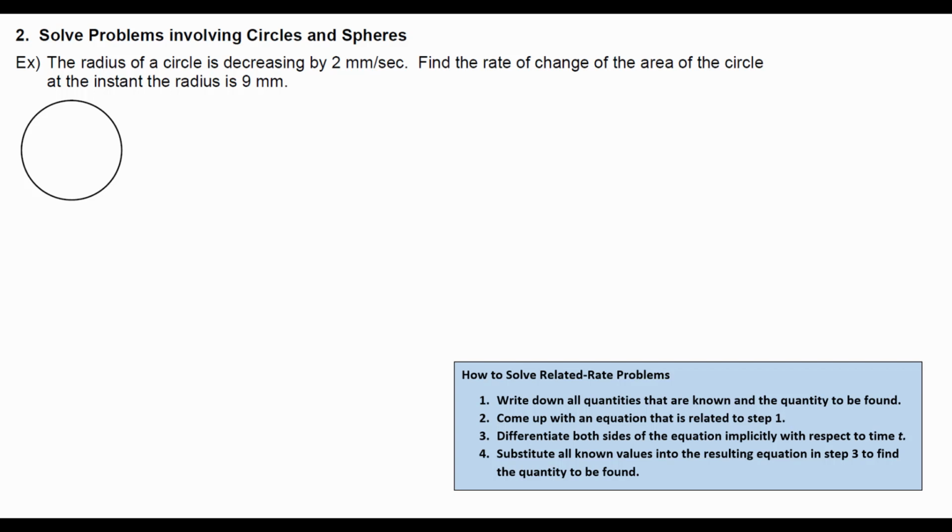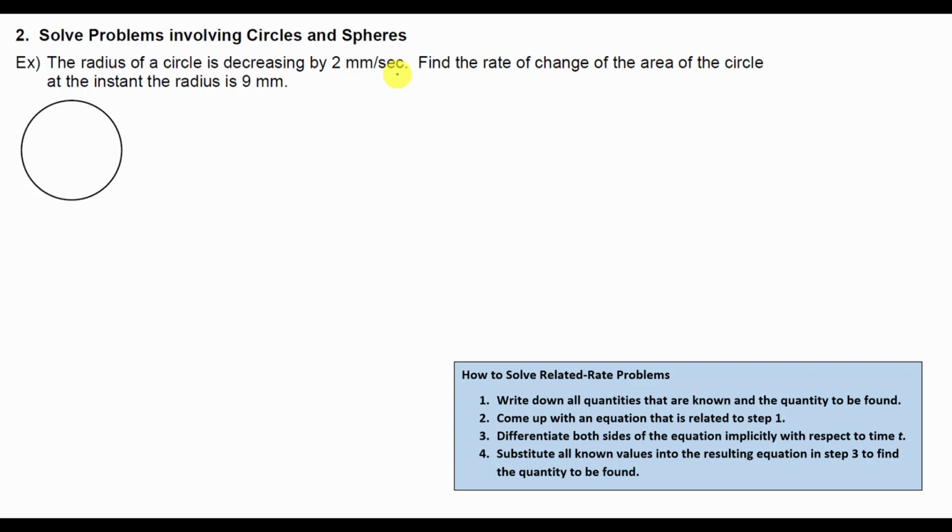Do you understand? This circle is decreasing in size, and its radius is decreasing by 2 millimeters per second. And because the radius is decreasing, the area of the circle will also be changing with respect to time t, right? So they're asking you, what is the rate of change of the area of the circle at the moment when the radius is 9 millimeters?